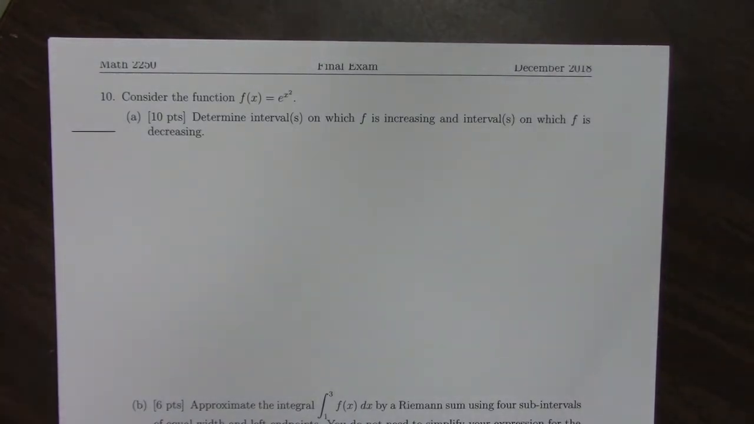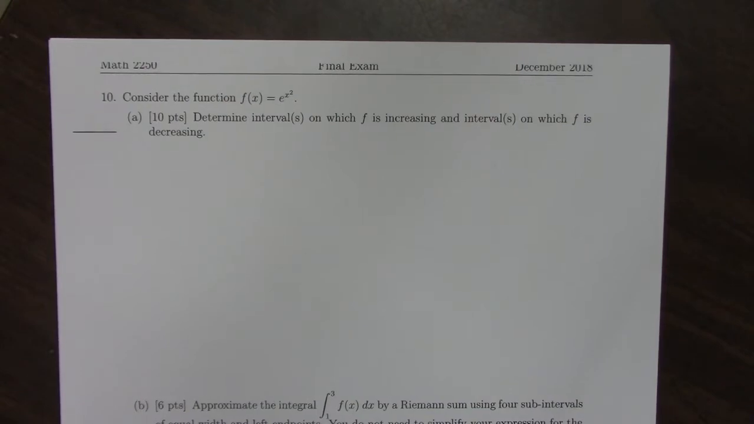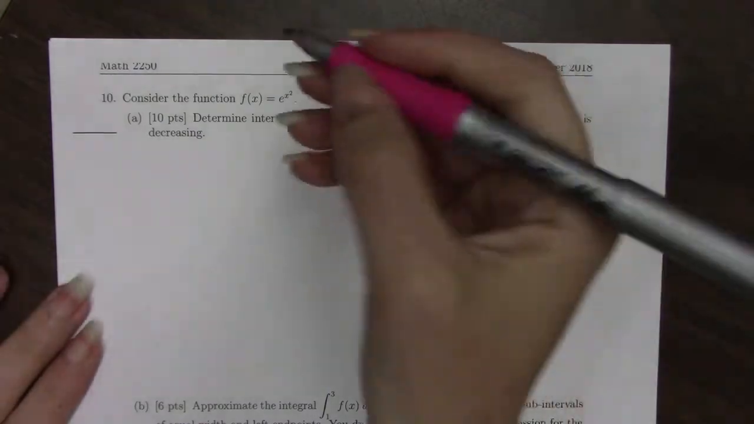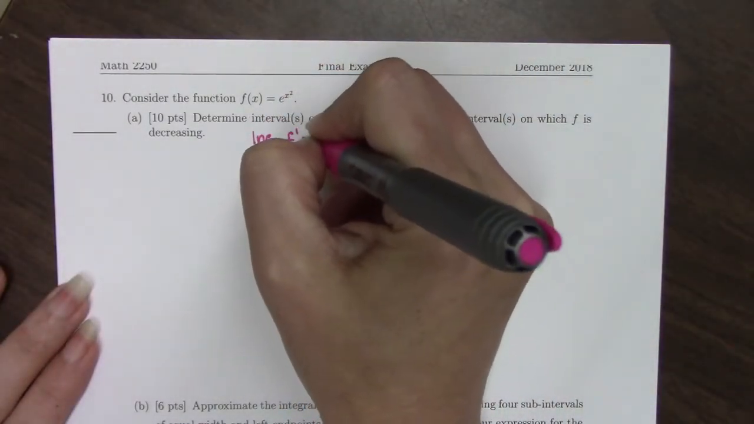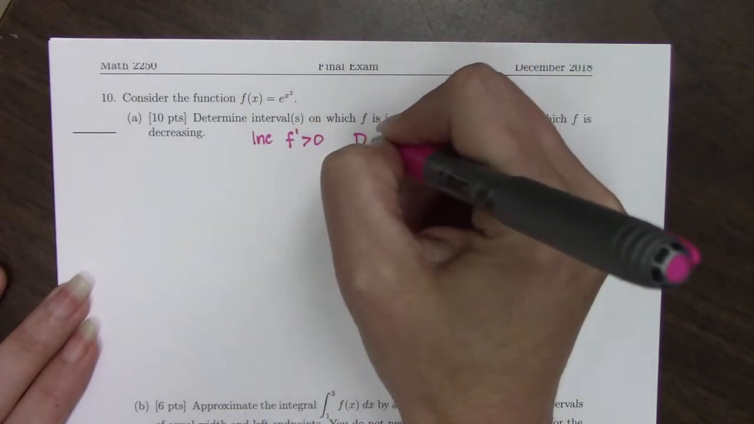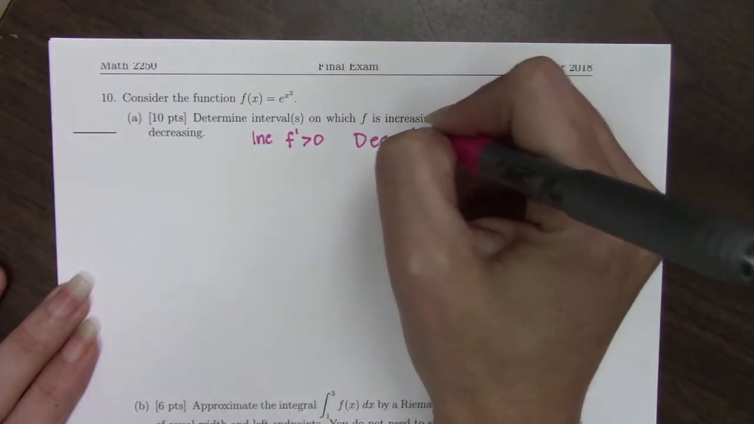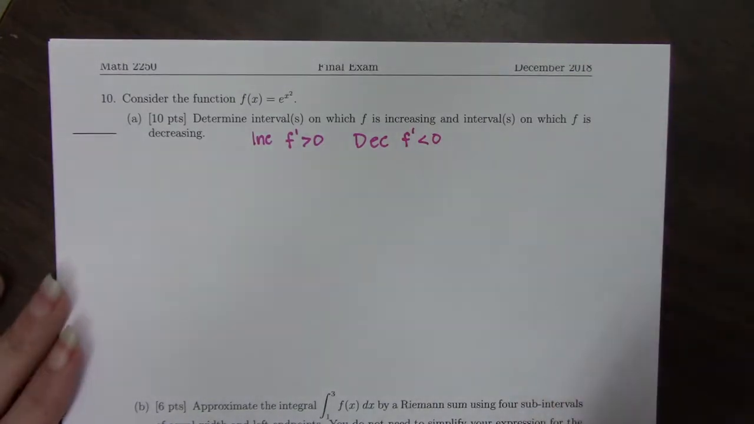Consider the function f of x equals e to the x squared. Determine the intervals on which f is increasing and the intervals on which f of x is decreasing. So we know a function is increasing when its first derivative is positive, and we know a function is decreasing when its first derivative is negative.